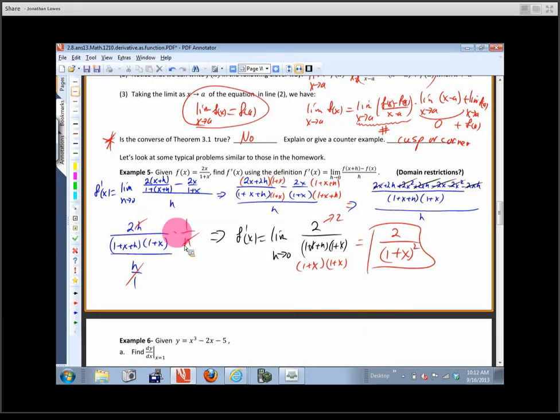This h right here? Oh, because it's the limit as h approaches 0, so that approaches 0. So it's just 1 plus x plus 0, basically. Yes, exactly. Good? Okay, stop and think about this for just a second.